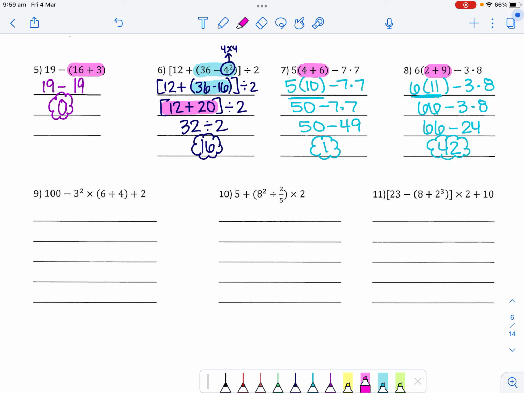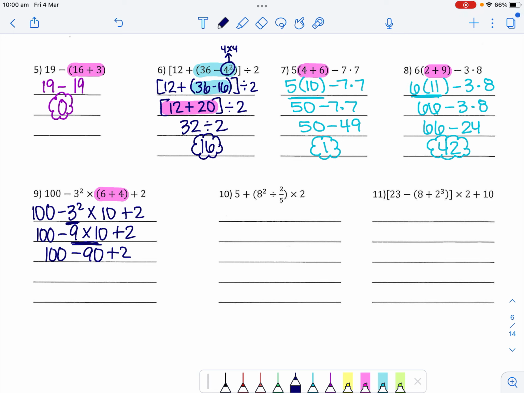Number 9, again, we're going to start with our grouping symbols. So 6 plus 4 first. So 100 minus 3 squared times 10 plus 2. Again, I'm only changing one thing at a time. Now I'm going to do my exponents. So 100 minus 9 times 10 plus 2. Multiply. So 100 minus 90 plus 2. Left to right, subtract is 10 plus 2, and then 12.